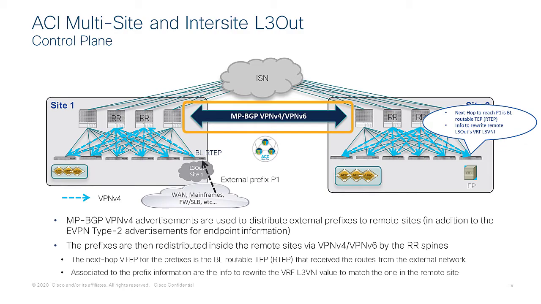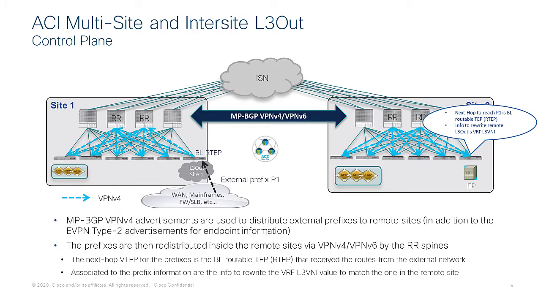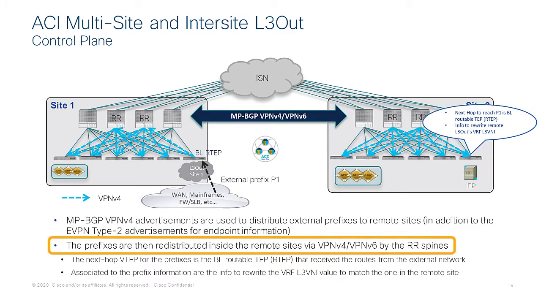We also had to add, as we said, a control plane. The control plane that we added is a VPN v4, VPN v6 peering between the spines. So it's another address family in addition to the EVPN peering that we already have between the spines to exchange internal endpoint reachability information. So when a prefix is learned in an L3 out of site 1, first that prefix is going to be distributed using the VPN v4 peering inside the site. So all the leaves always peer with a pair of route reflectors that are deployed on the local spines. This allows all the local leaves where that VRF is deployed to learn about this external prefix. In addition, because of that intersite VPN v4, VPN v6 adjacency, the prefix is also sent to the remote sites, to all the remote sites where that VRF is deployed.